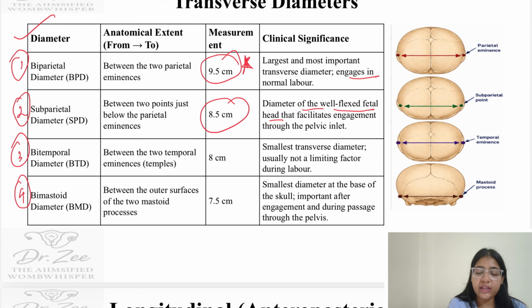So in a flexed fetal head there are two diameters which are important. The most important is BPD, biparietal diameter, and the next one is subparietal diameter, and it facilitates engagement through the pelvic inlet.